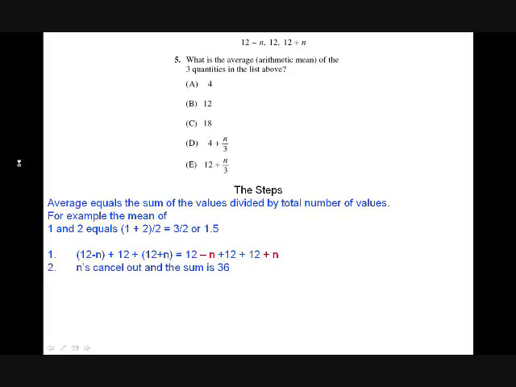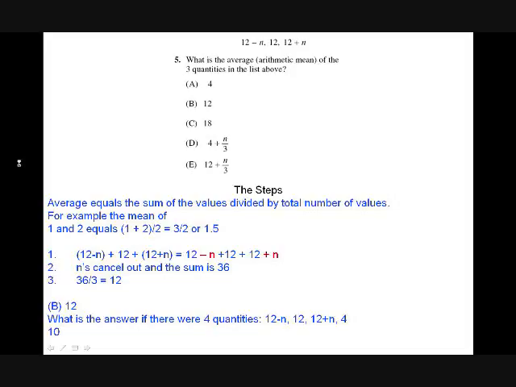Now we're going to divide by the total number of values, which is 3. So 36 divided by 3 gives us 12. So the average is B, 12. What is the answer if there were 4 quantities? 12 minus n, 12, 12 plus n, and 4 will be the average of those quantities. Your answer would be 10.